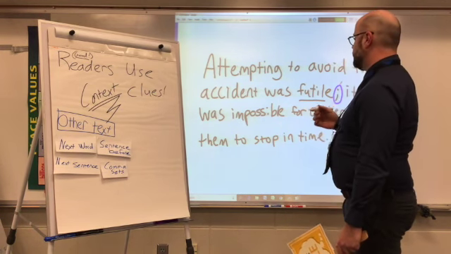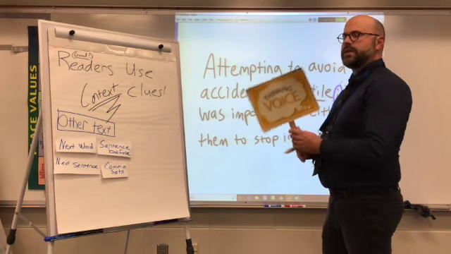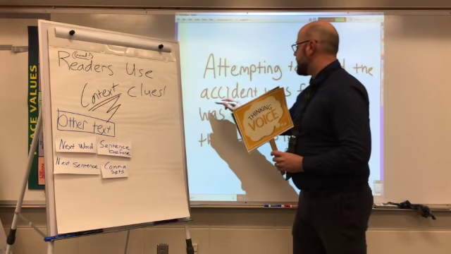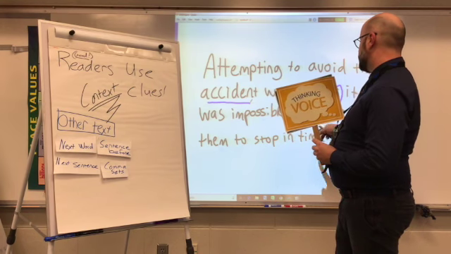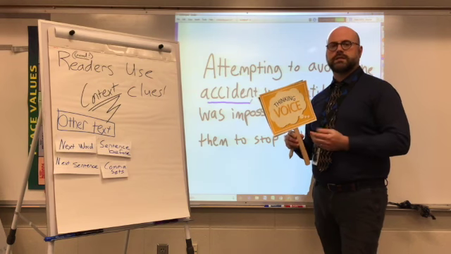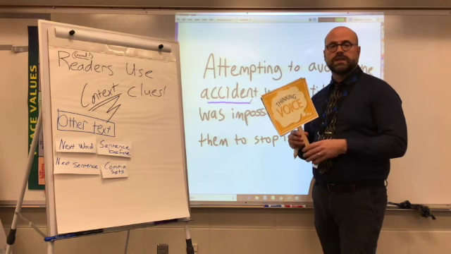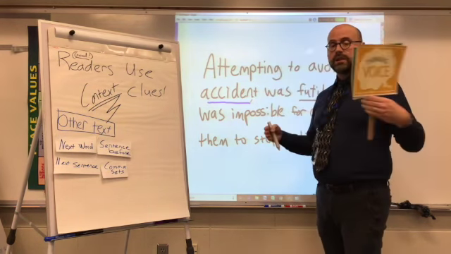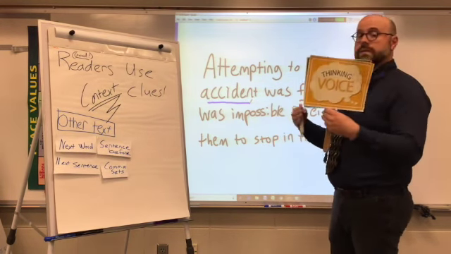Well, if something is futile, what is it? Let's think about what we know. Let's use our thinking voice and activate background knowledge. So attempting to avoid the accident was futile. It was impossible for either of them to stop in time. What usually happens in an accident? Think about a car accident. Maybe you guys have been in one before. Maybe you've seen one. Maybe you've seen one on TV. A car accident is two cars, and maybe it's hard for people to stop in time. Cars going this way, not paying attention. Somebody's trying to go straight, not paying attention. Neither of them can stop in time.